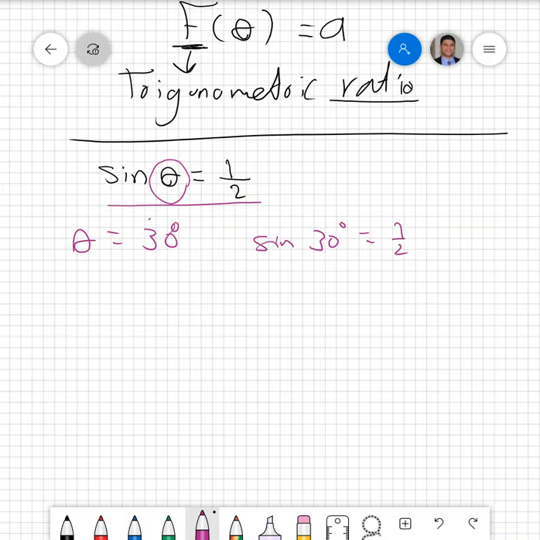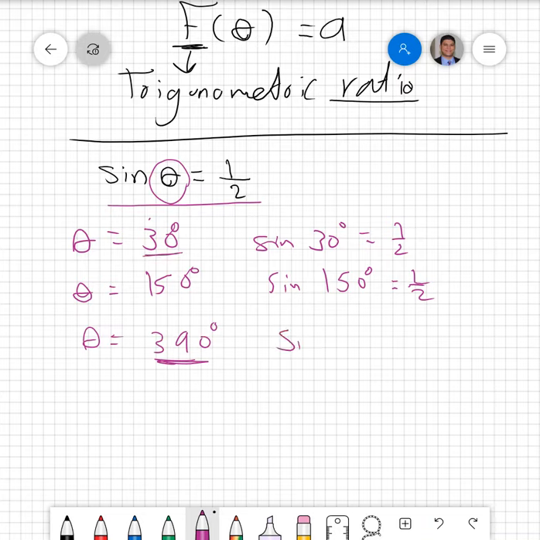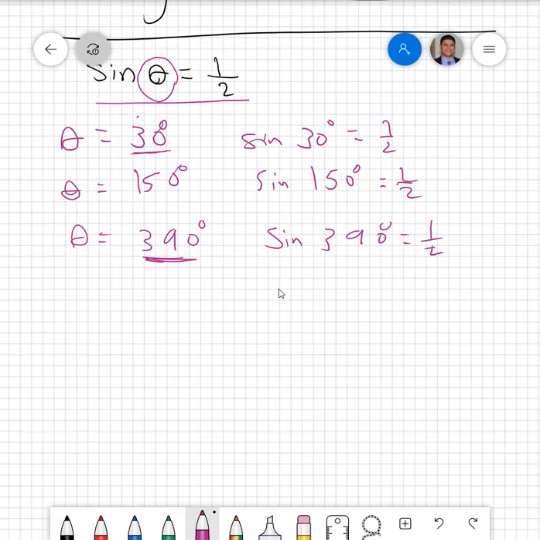Another one can say that theta equal 150 degrees, because sine 150 degrees equal half. Another one can say that theta equal 390 degrees, because 390 degrees and 30 degrees are coterminal, so sine 390 degrees equal half. But is there a rule? Can we find it without guessing? Yes.